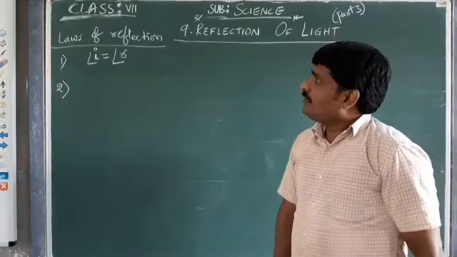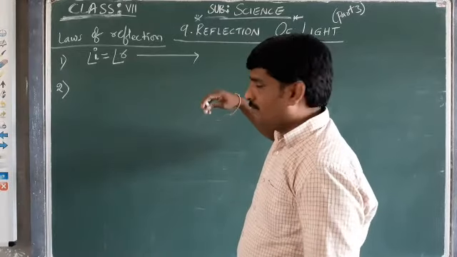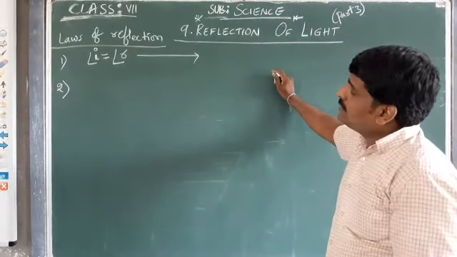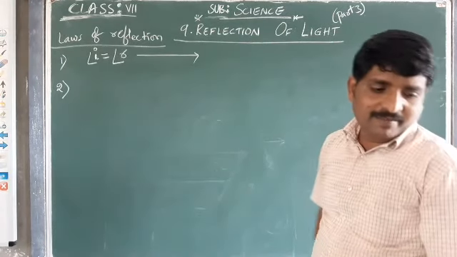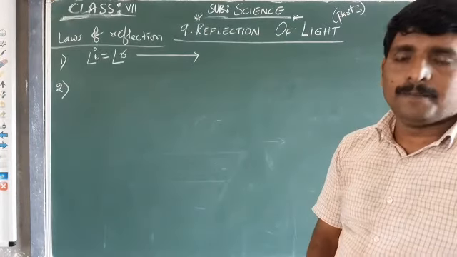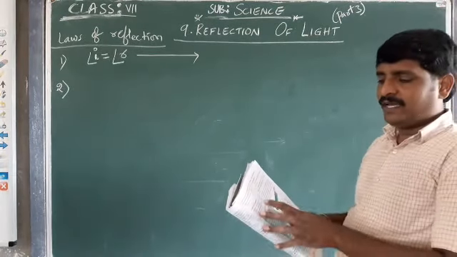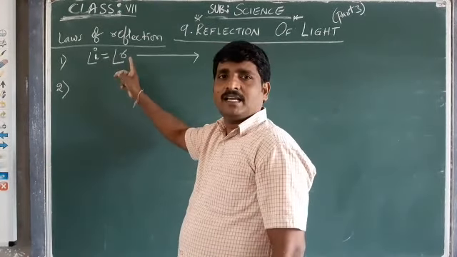Before that, there is one more small activity to consider, on angle i is equal to angle r. That is given on page number 85. Let us verify the rule, that is, let us verify that the angle of incidence is equal to the angle of reflection.